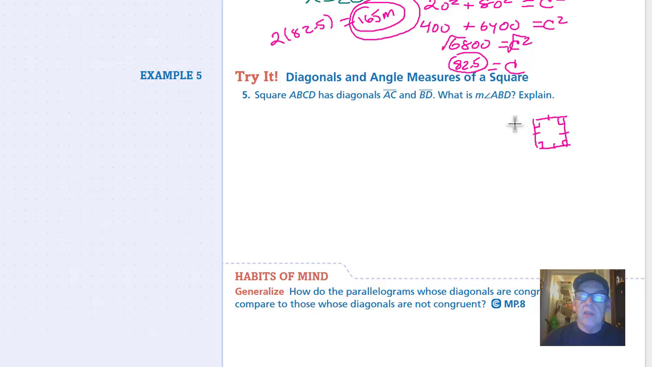So square ABCD has diagonals AC and BD. So there's the diagonals. What is the measure of angle ABD? ABD wants to know the measure of this angle right here. Now, in a rhombus, the diagonals bisect the opposite angles. A square is a rhombus because a square is a parallelogram with all congruent sides. So this 90-degree angle is bisected by diagonal BD, and half of 90 is 45 degrees. So the measure of angle ABD equals 45. Let's move on.